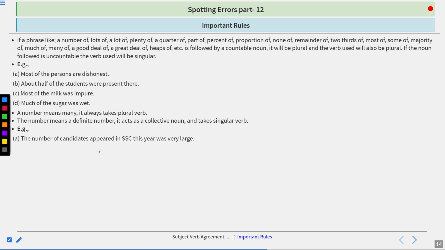The number of candidates who appeared in SSC this year was very large. So here we are talking about the number. We are emphasizing the number, not the candidates. So the total number is singular. That's why we have used a singular verb. A number of English books are available in the library. Here, "a number of" is a determiner, so the real subject is "English books". According to "English books", we have used "are". So with "a number of", you have to use a plural verb, but with "the number of", you have to use a singular verb.